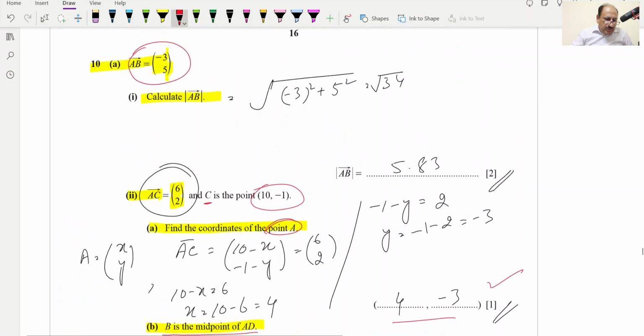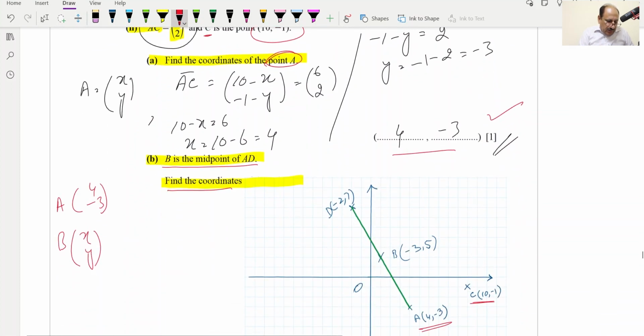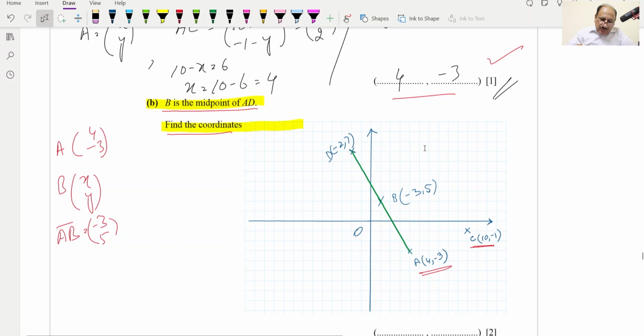So AB values are this one, and AB vector is minus 3 and 5. So AB vector we can identify from here. If we start from here, minus 3, so minus 1, minus 2, minus 3, and plus 5 will be 1, 2, 3, 4 and 5. So this is how we reach B point, and if we check the coordinates of B, it will be minus 3 and 5, which we have written over here.